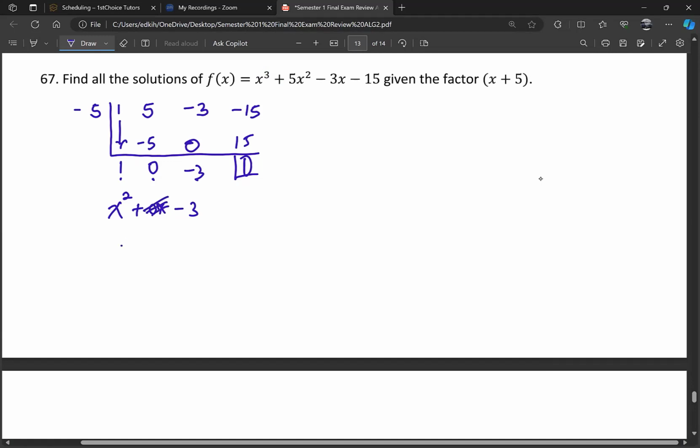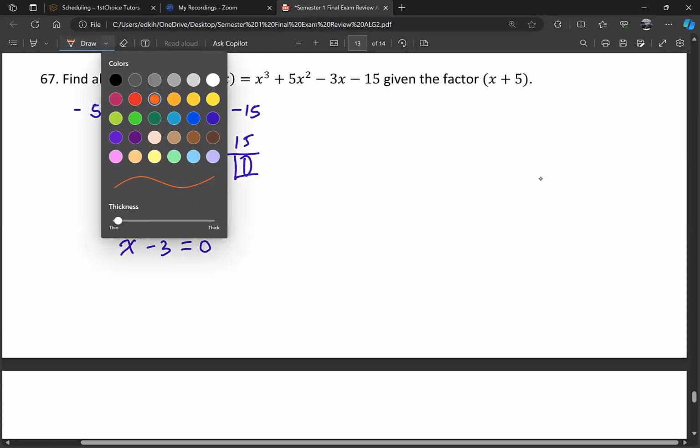It's kind of silly, right? So when I eliminate that, what we really have is x squared minus 3 equals 0. We have to solve, it says find all the solutions. So that's why I'm setting it equal to 0. And we can solve this using the square root method.